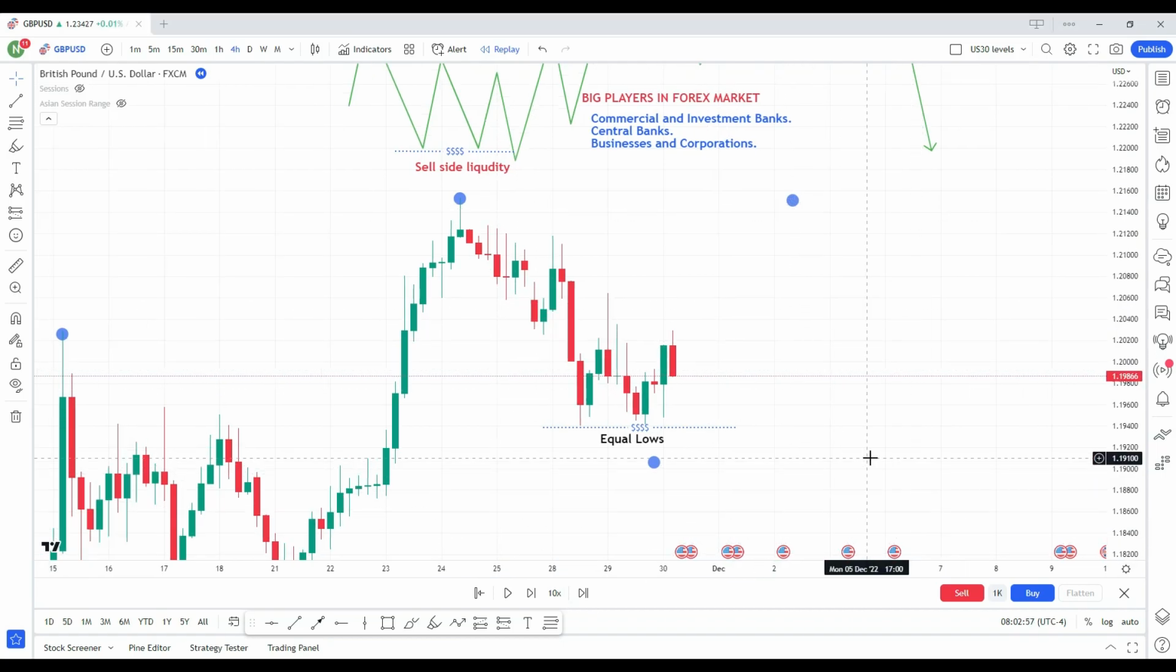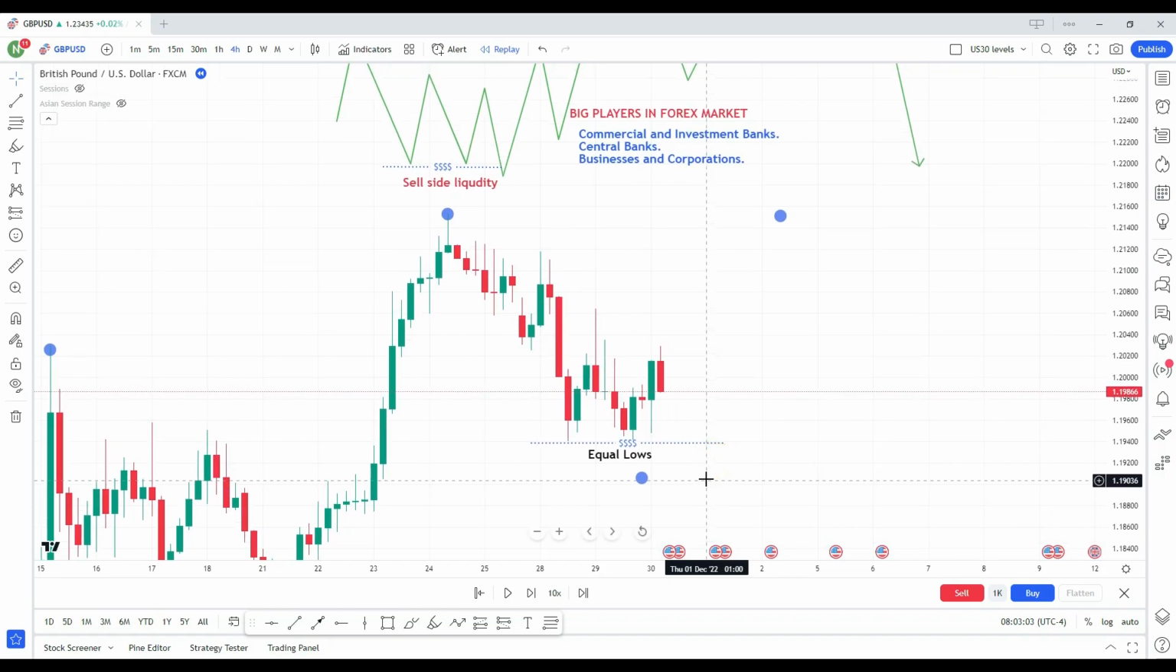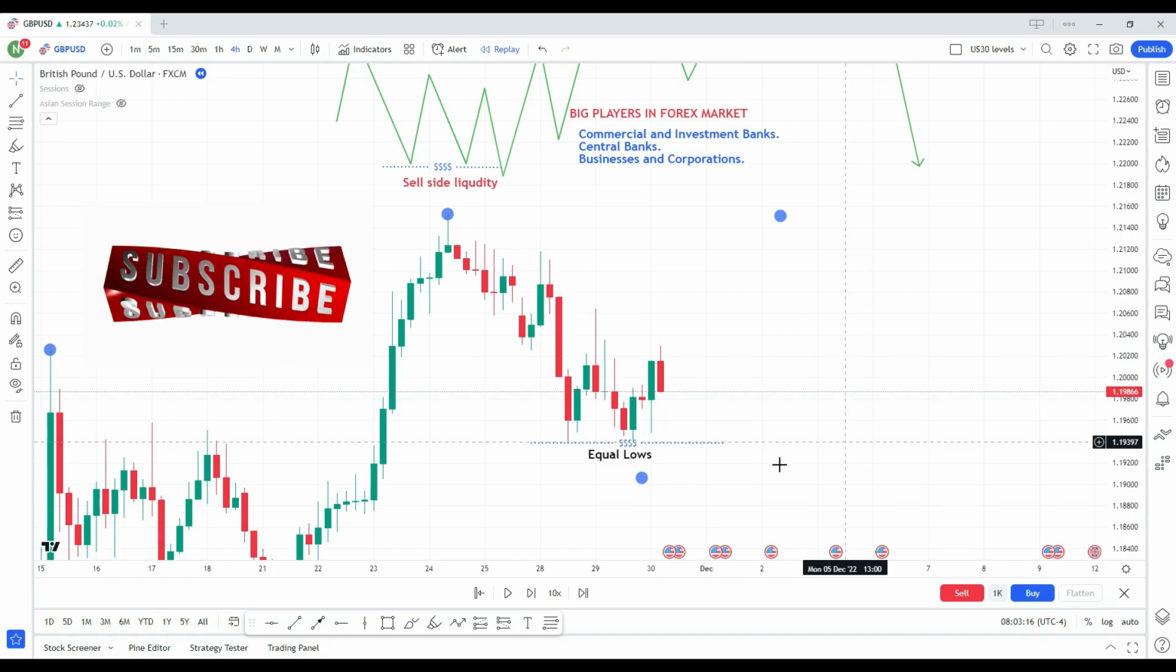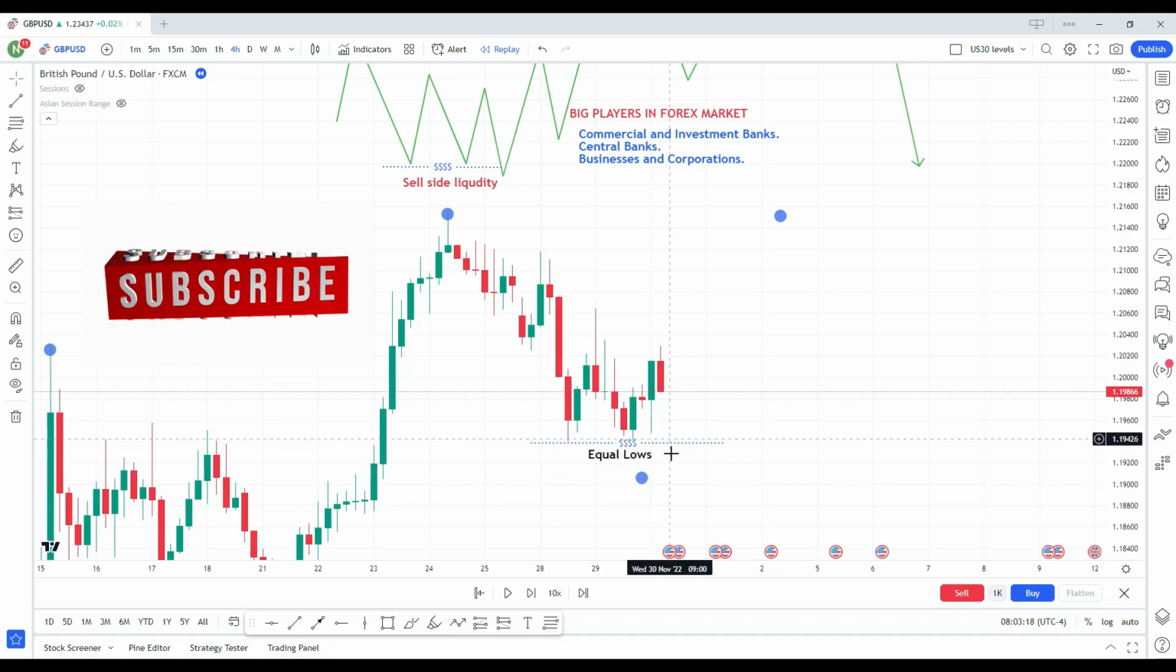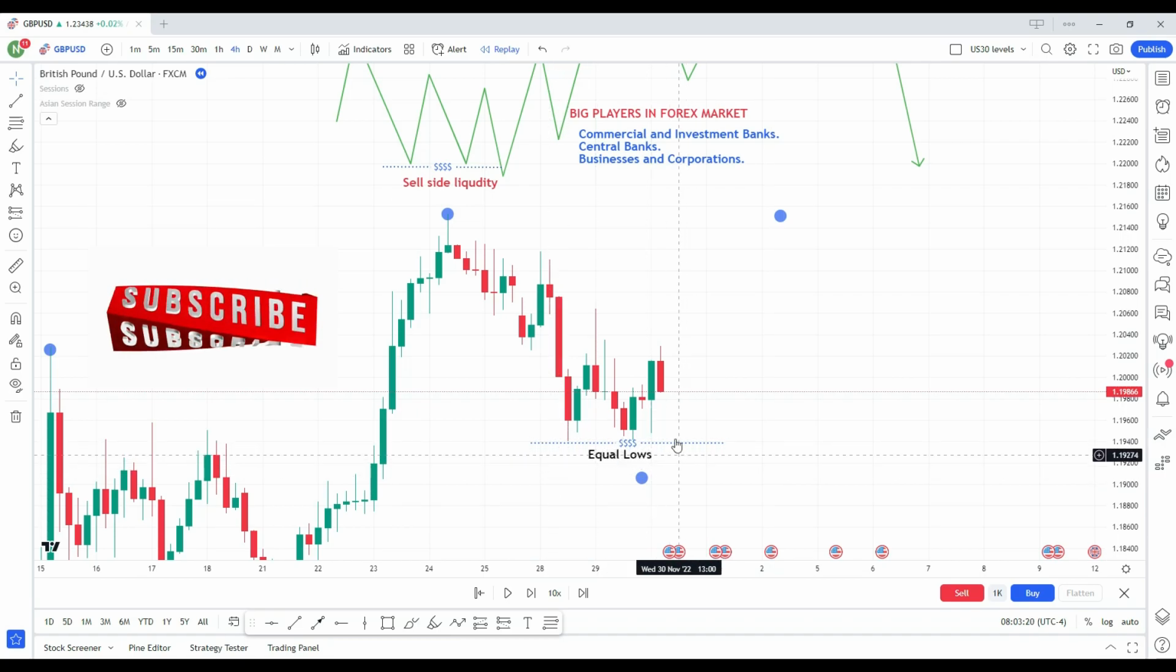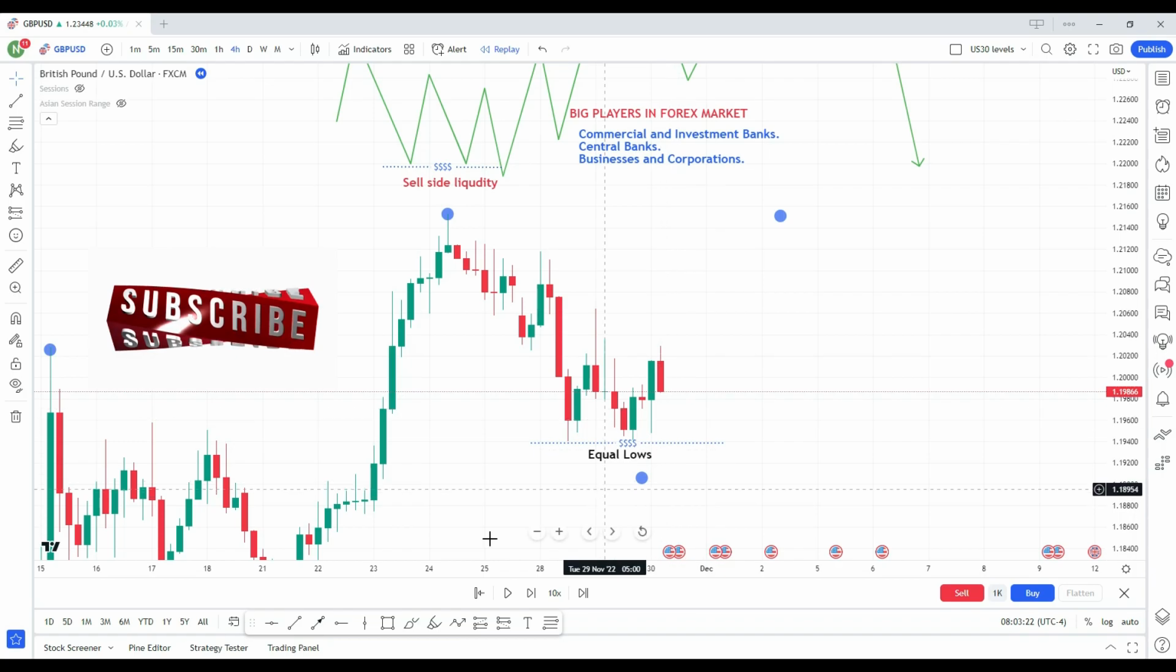As a retail trader, do not jump into a trade just because of the equal lows. Take your time to see how the big institutions will move, because these are their targets. You are sure that this is a move to the upside, but you want to wait until the big players have taken the liquidity, and then you join them so that you move together to the upside.